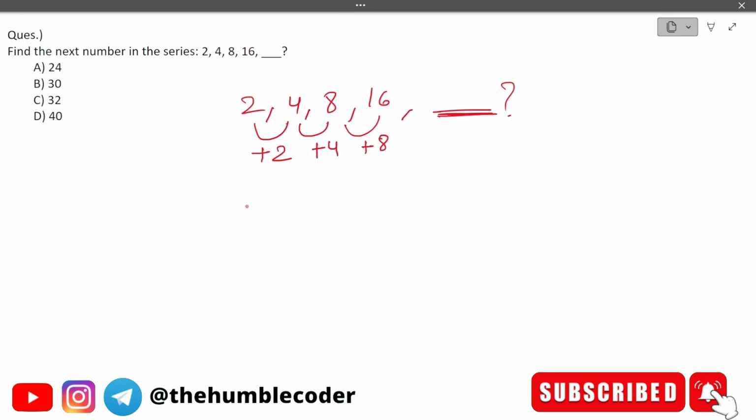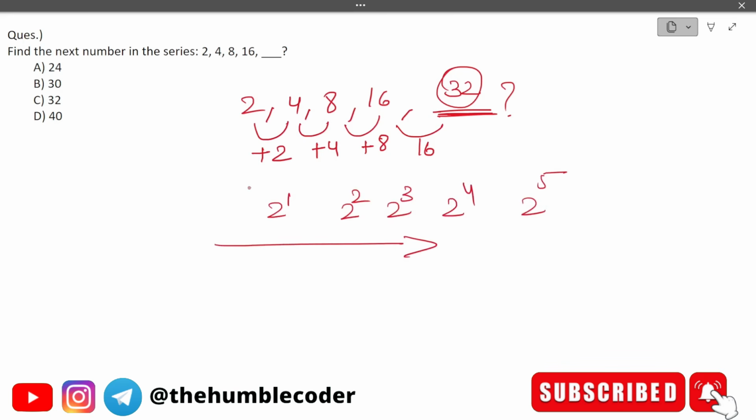Plus 8. What's happening in this case is, if you see clearly, it is 2, 4, 8, and next should be 16. 16 plus 16 should be what? 32, right? You can also consider it in this way: 2 raised to power 1, 2 raised to power 2, 2 raised to power 3, 2 raised to power 4, 2 raised to power 5, and so on. Basically, the difference is getting doubled every time. So the correct answer in this case will be 32, because 16 plus 16 gives 32. So the answer in this case will be option number C.